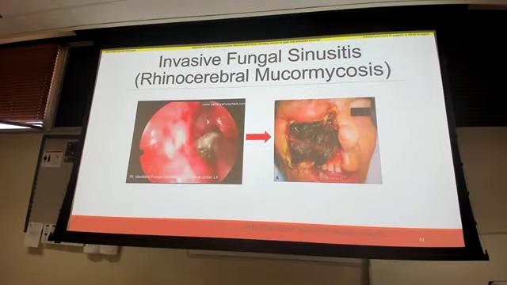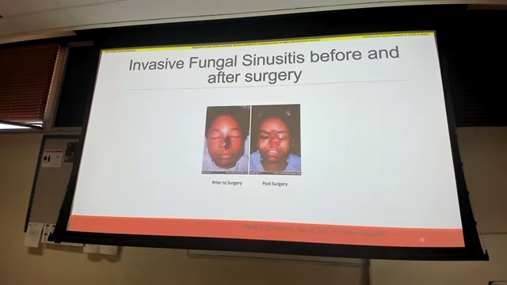This is a picture of that black eschar on the left, on physical exam, and then the progression of that on the right. So it progresses pretty rapidly. And then this is a patient who had a fungal sinusitis, prior to surgery and then after. It doesn't look like it's invading as much in that first picture, but it's so rapid that they had to remove a lot of bone.